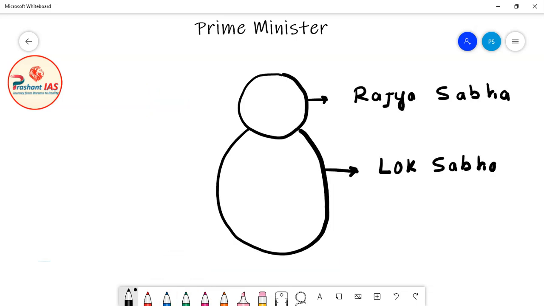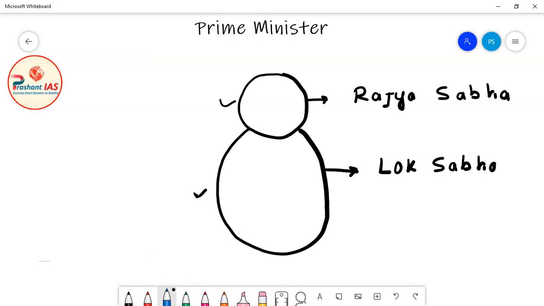So friends, now please see on the board. Now you can see that this is the diagram of Rajya Sabha and Lok Sabha. The upper smaller circle represents Rajya Sabha and the lower bigger circle represents Lok Sabha.